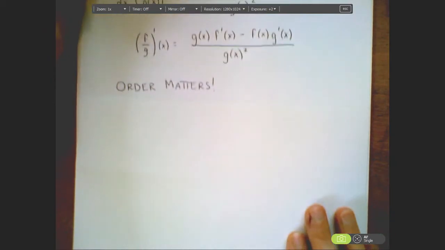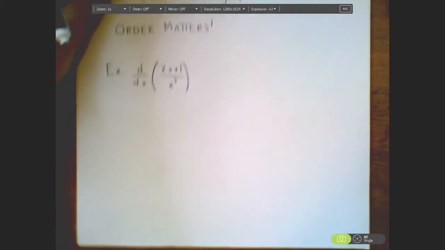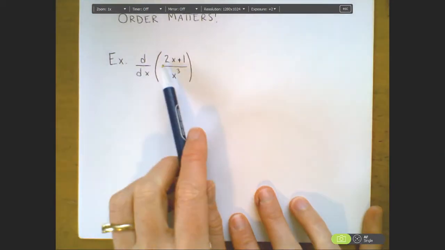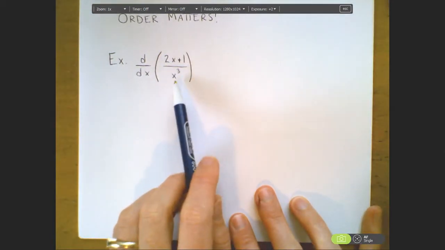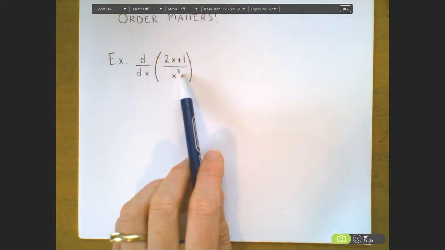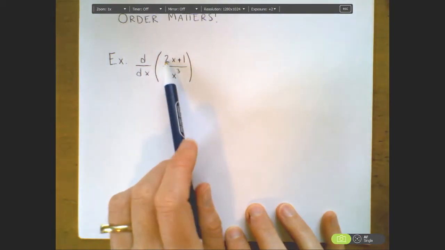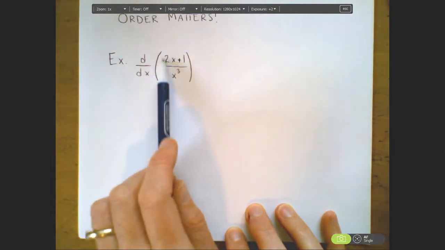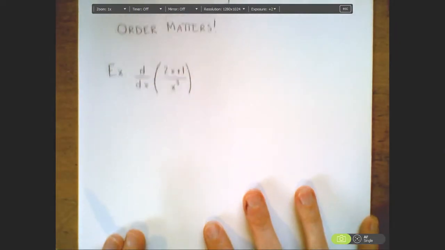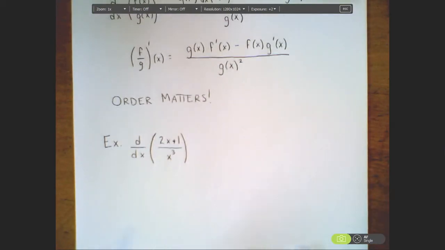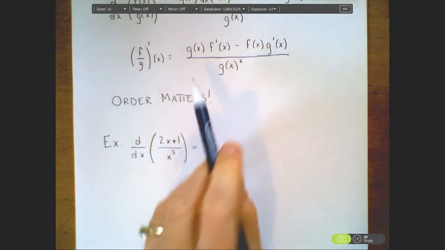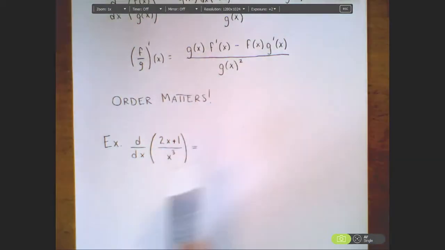So let's look. Our first example is going to be taking the derivative of 2x plus 1 divided by x cubed. Now, in this case, that means that our top function is our f of x function, and our bottom function is our g of x function. Let's put our rule side by side so we can follow along really easily. So for our rule, we start with g of x. This is our bottom function.